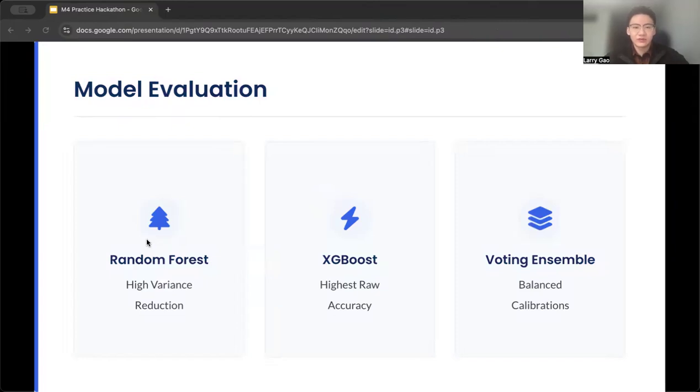Next, we compared three different models: XGBoost, Random Forest, and HistGradientBoosting. Random Forests give us excellent variance reduction, while XGBoost yields the highest raw accuracy. However, XGBoost alone was prone to overfitting. We eventually combined all three into a calibrated voting ensemble to balance their strengths and weaknesses in terms of the F1 score and real-world business implications.